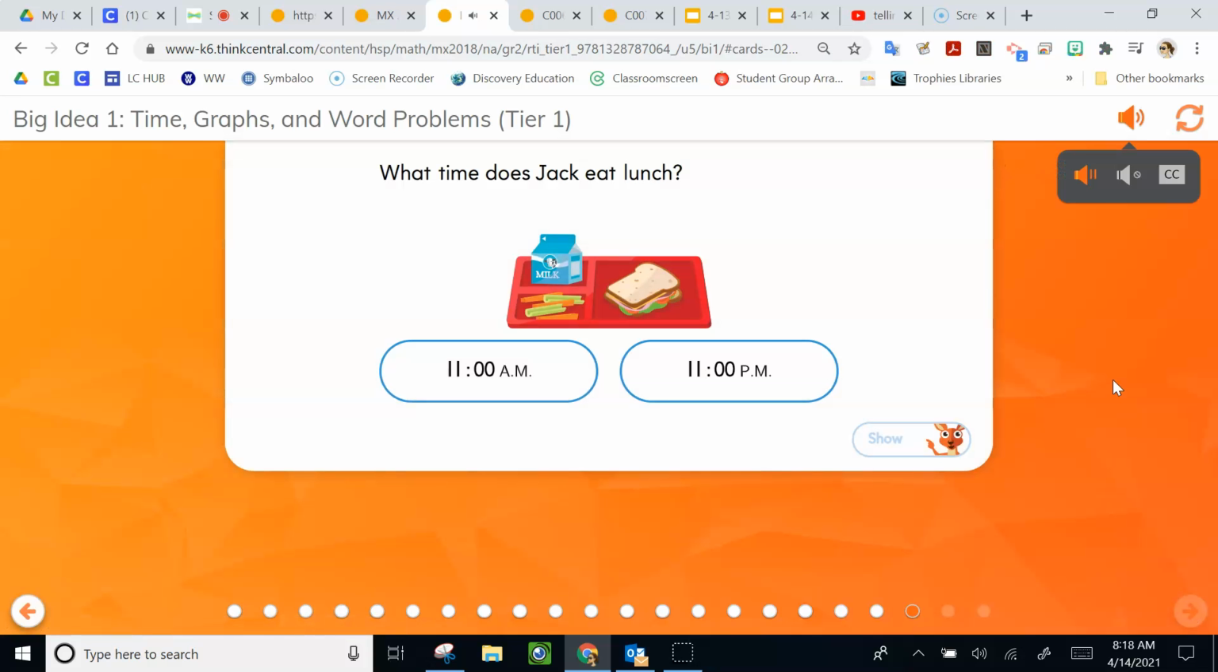Jack eats lunch at 11 o'clock. Does he eat at 11 a.m. or 11 p.m.? Choose the answer and then tap or click the button. Jack eats at 11 a.m., which is in the morning, 1 hour before noon. 11 p.m. is at night, too late to eat lunch.